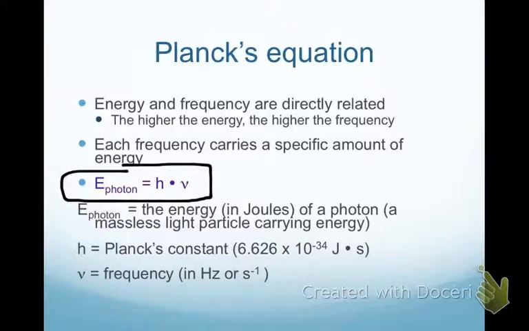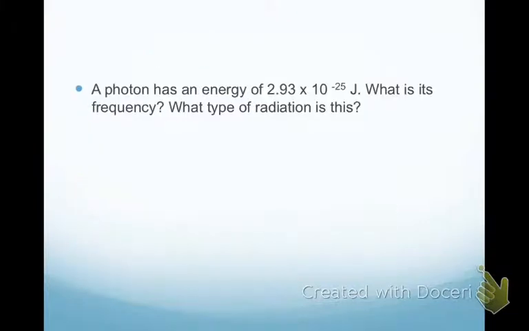Okay? So let's do an example. A photon has an energy of 2.93 times 10 to the negative 25th joules. What is its frequency? And then we'll identify the type of radiation. Okay, one thing that I'll want to do first here is to mark my text. I can underline the things that I know. A photon has an energy of 2.93 times 10 to the negative 25th joules. So that's E up here for energy. The thing that I don't know is frequency. What is its frequency?